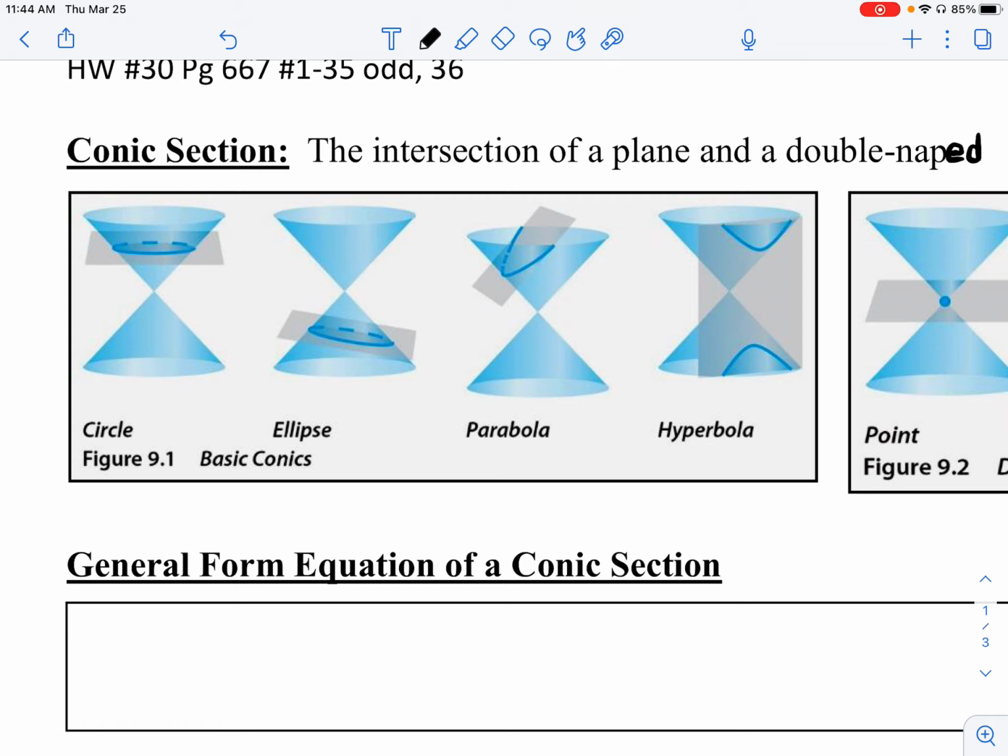or an ellipse. And then if we go on, you can see that if we cut parallel to the side of the cone, we have a parabola. And if our plane then cuts through both parts of the double napped cone, then we have a hyperbola.